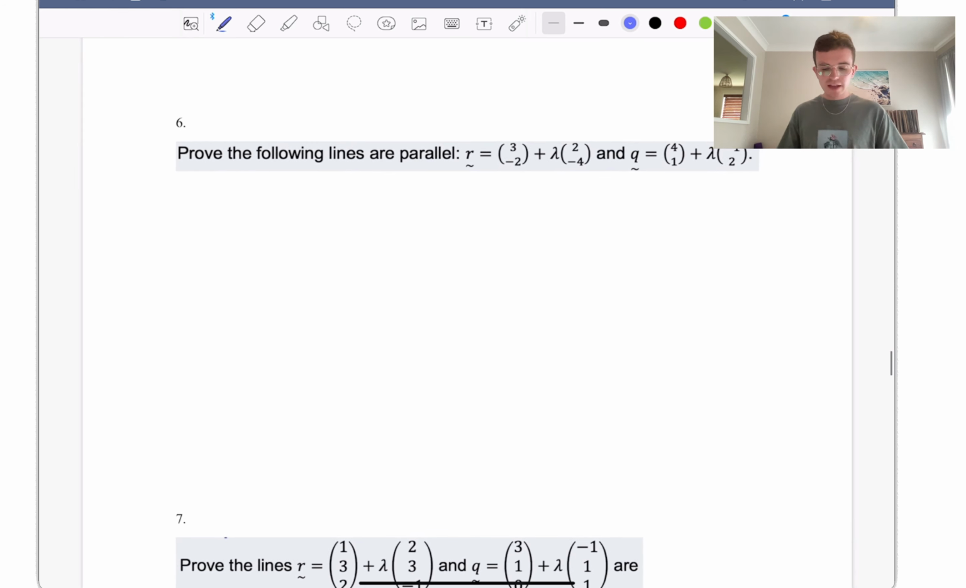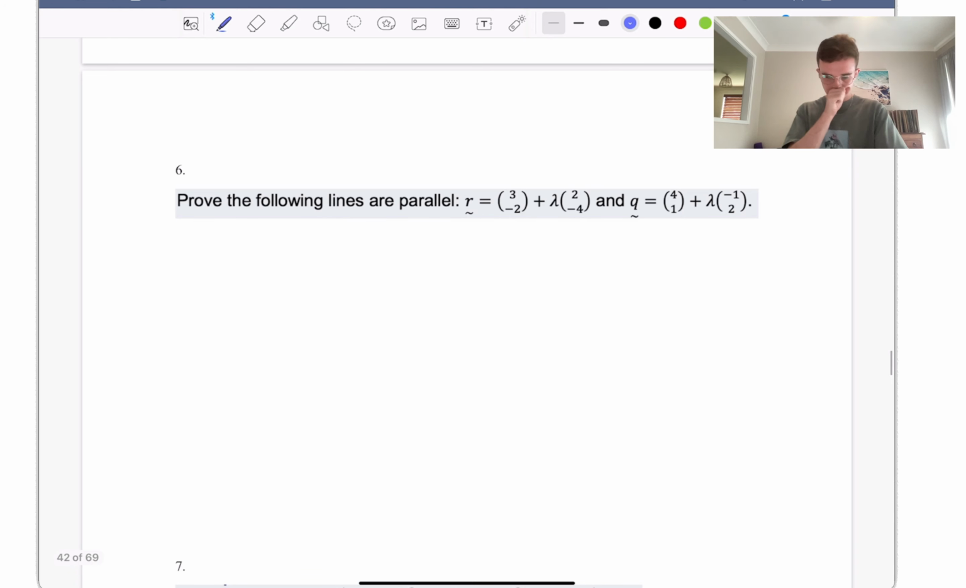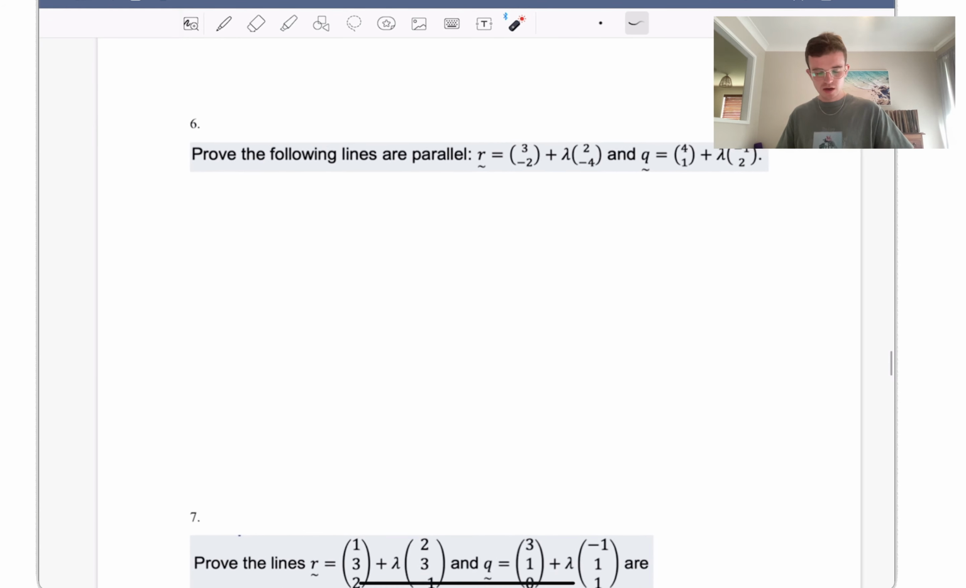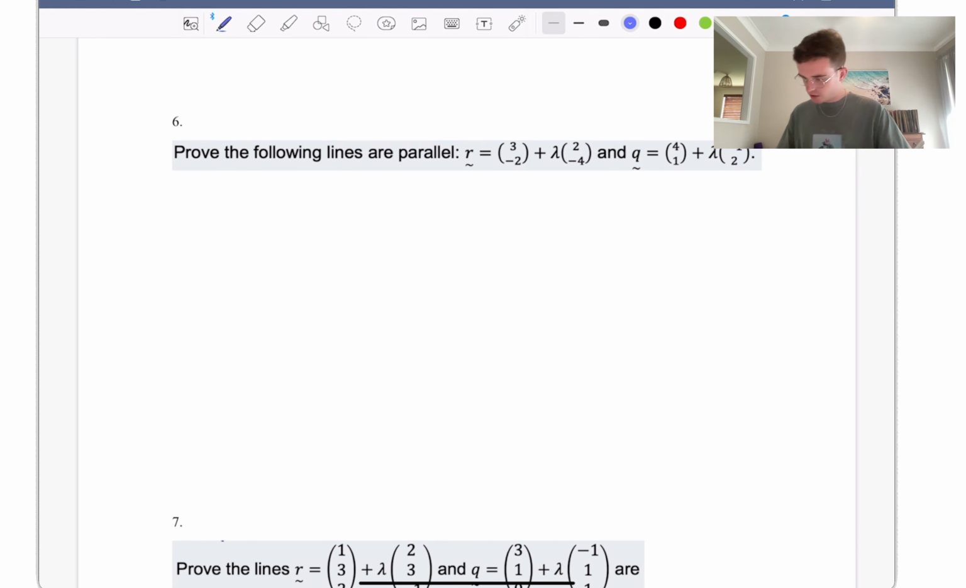Part B, we've got to prove that these lines are parallel. So we've got r is (3, -2) plus lambda (2, -4), and q is (4, 1) plus lambda (-1, 2). Now for parallel lines, this component has to be a multiple of the other one. So first of all, we've got (2, -4). Well, that has to be -2 lots of (-1, 2). And yeah, if we multiply it through, then it's true, so therefore they're parallel.